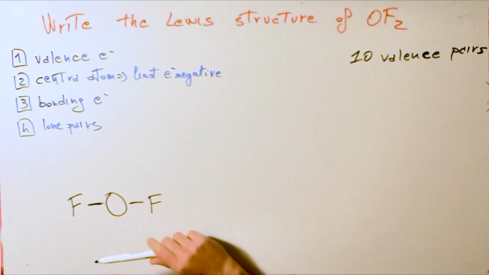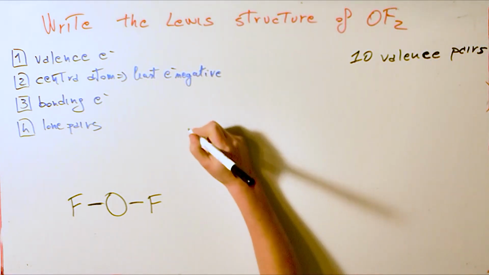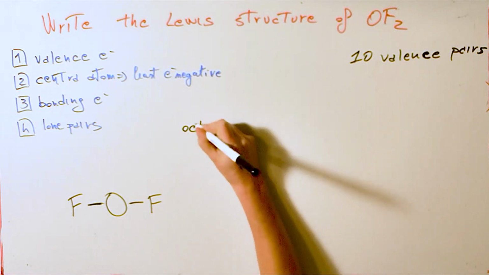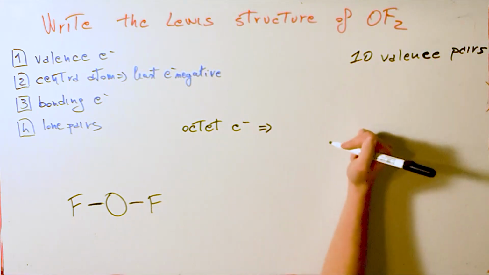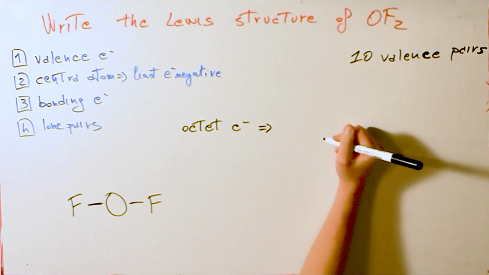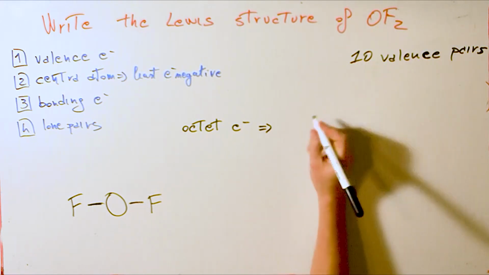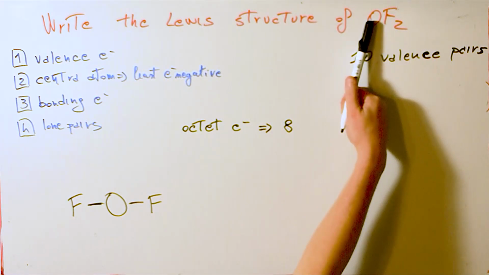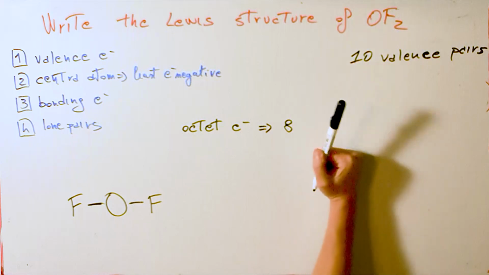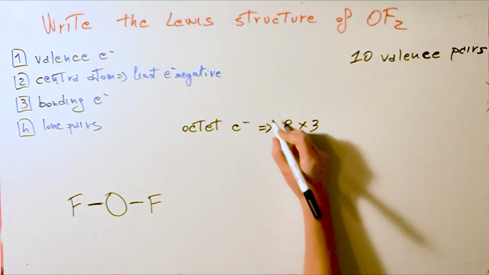Now, bonding electrons. How can we calculate bonding electrons? Well, we have to repeat what we have done before. So, for bonding electrons, first we have to calculate the octet electrons. You have to ask yourself which atom is following the octet rule or is an exception. Both oxygen and fluorine are following the octet rule. So we can write 8, because oxygen will need 8 electrons around itself and the fluorine the same. So it will be 8 times 3, because in total we have 3 atoms following the octet rule.